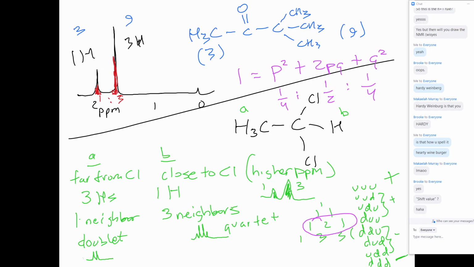But the shift value is known as the ppm on the graph. So when I'm talking about this, where does it shift to? Naturally, they occur at 0.